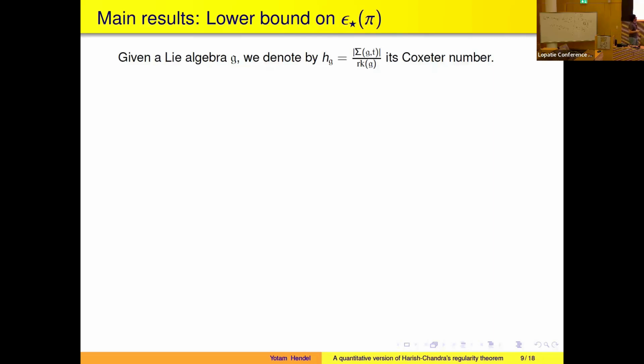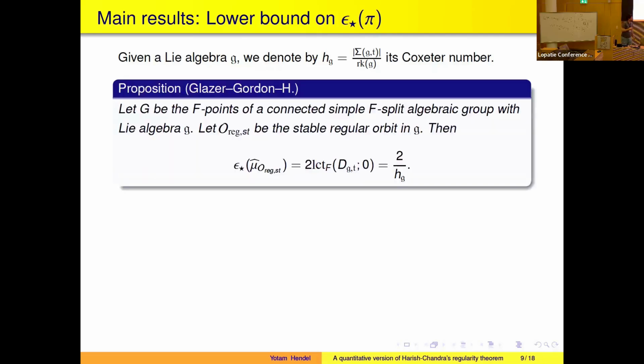So let me denote by h of g the Coxeter number of my root system. And the second thing that we can show is that if I consider the integrability exponent of the nilpotent orbital integral associated to the regular stable orbit, then this is twice the log canonical threshold of the relative Weyl discriminant with respect to the torus. So this is just the entire Weyl discriminant, because if I have a torus, then I don't exclude anything for my product. And the answer to this calculation, so twice the log canonical threshold, is given by 2 over this Coxeter number.